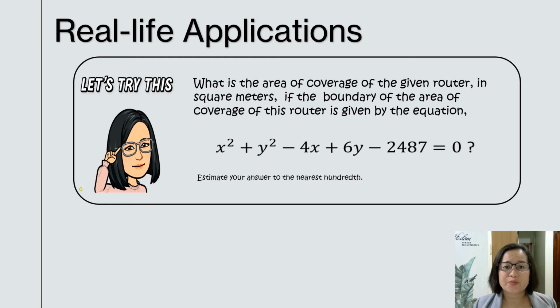What is the purpose of studying about circles? In order to find out, let's try this. What is the area of coverage of the given router in square meters if the boundary of the area of coverage of this router is given by the equation x squared plus y squared minus 4x plus 6y minus 2,487 equals 0? Estimate your answer to the nearest hundredth.